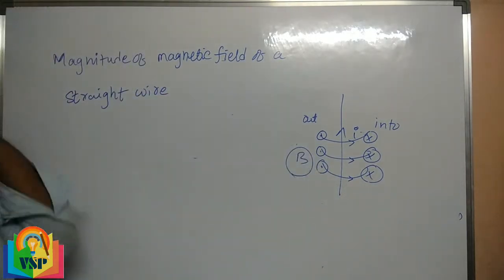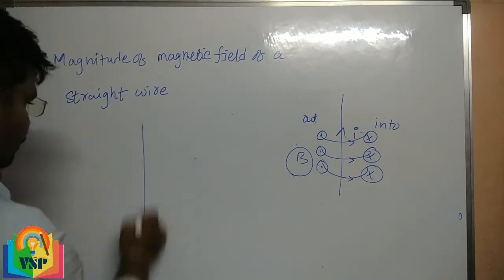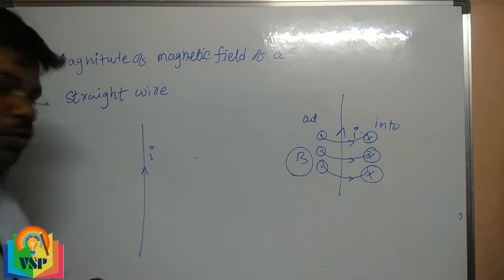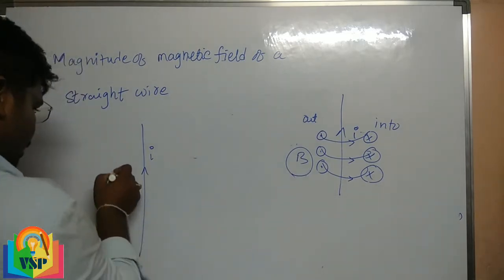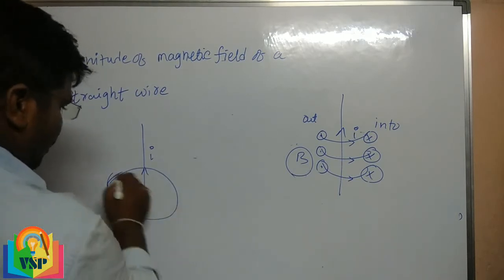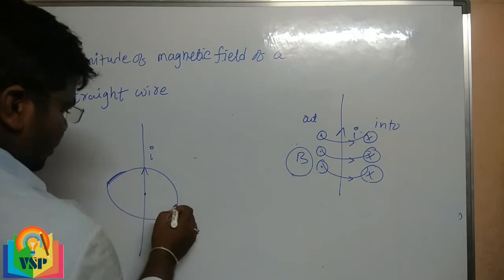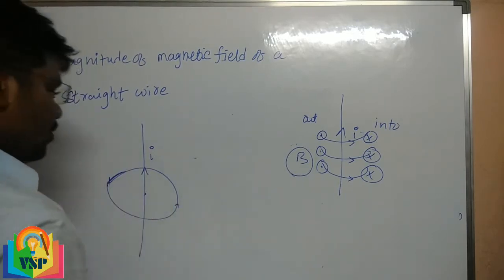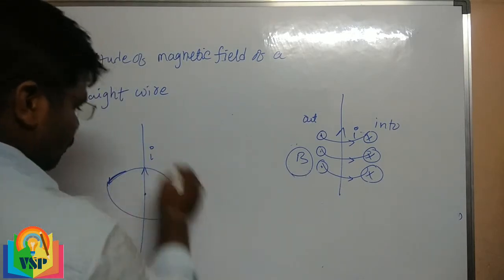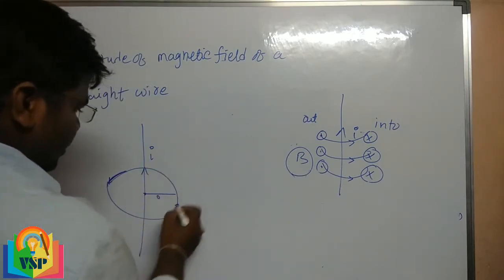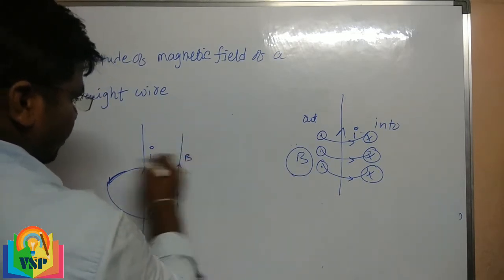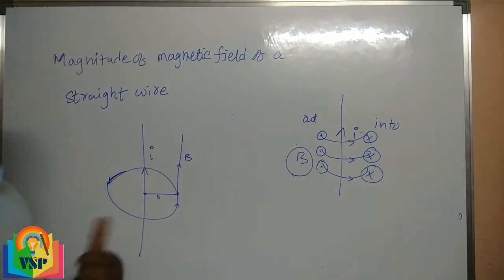Consider a current carrying conductor with current I. Consider an Amperian loop; we know the magnetic field direction is like this. The total length is 2 pi r, where the radius is r. At this point we have to find B.